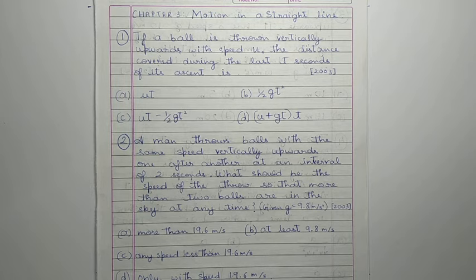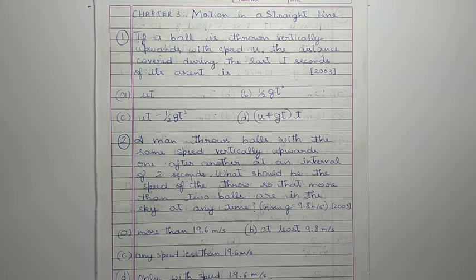Hello friends, today we are going to solve previous year's questions from Physics Class 11 Chapter 3, Motion in a Straight Line. Question 1. If a ball is thrown vertically upwards with a speed u, the distance covered during the last t seconds of its ascent is.